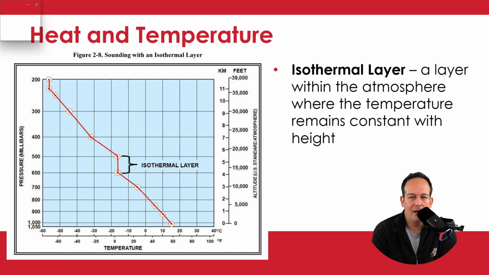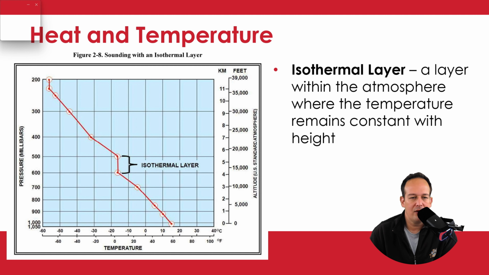All right. And so typically, like we said, the standard lapse rate is 2 degrees Celsius per 1,000 feet, but sometimes we'll have an isothermal layer, which is a layer within the atmosphere where the temperature remains constant with height. So in this picture here, we see that the temperature is decreasing with the increase in altitude, but then here at, I guess, about 14,000 feet, it just kind of stays the same for a few thousand feet, but then it starts decreasing again. So that would be an isothermal layer.